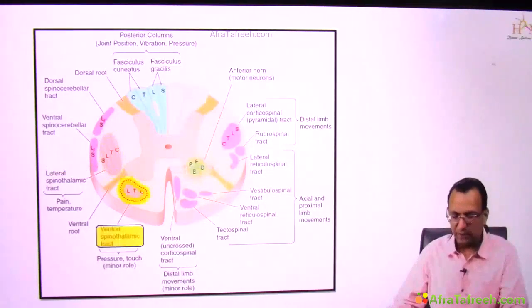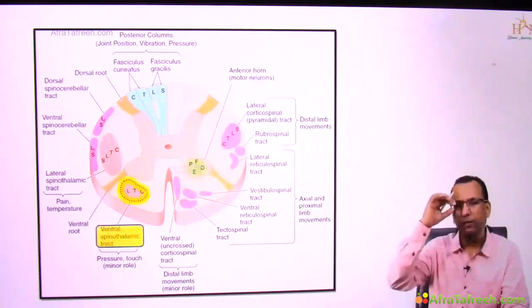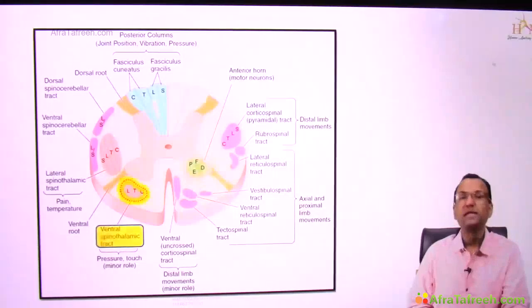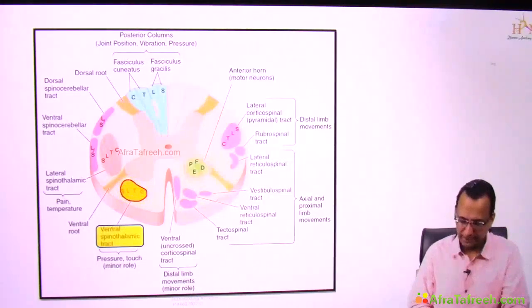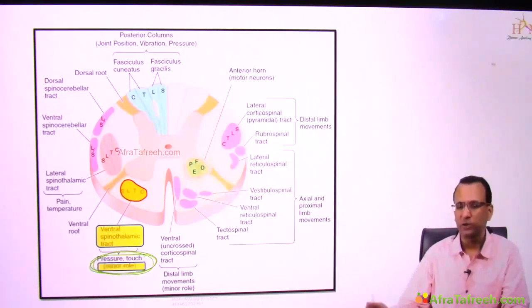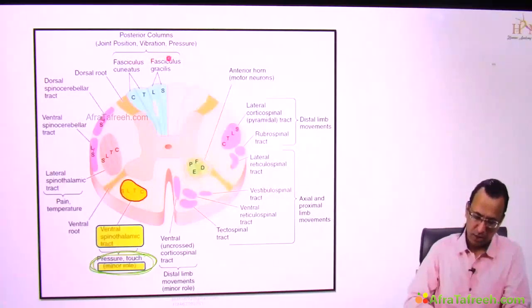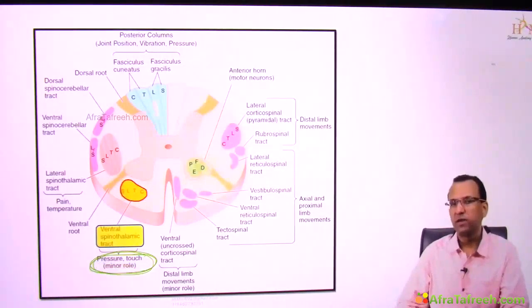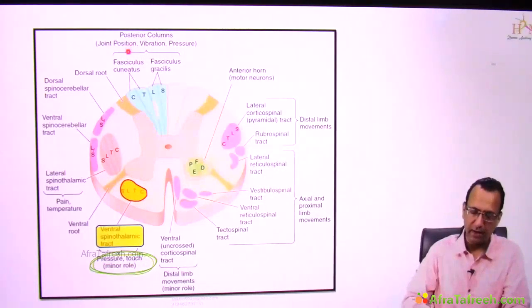What is the anterior spinal thalamic tract carrying? The anterior spinal thalamic tract also runs contralateral, and it carries the crude sensations, like touch and pressure. But touch and pressure is already carried by the dorsal column. Yes, it is, but the anterior tract has a minor role. What do you mean by minor role? Because touch and pressure is already carried by the dorsal column.